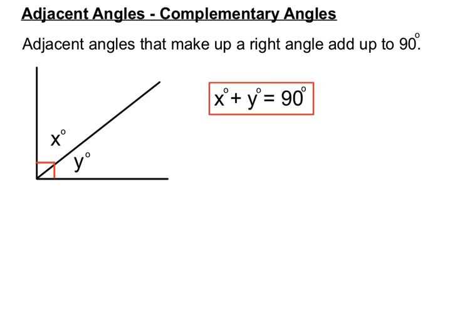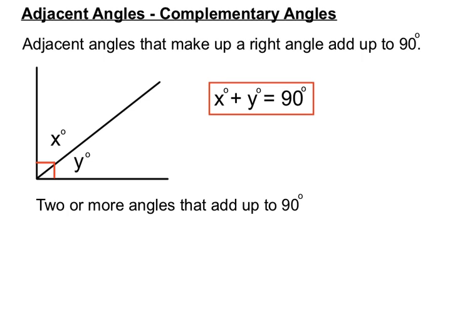And we have a special name for two or more angles that add up to 90 degrees. We say that those angles are complementary angles. It's not that we can say nice things about them, give them compliments, but they're called complementary angles because they go together to make up 90 degrees.